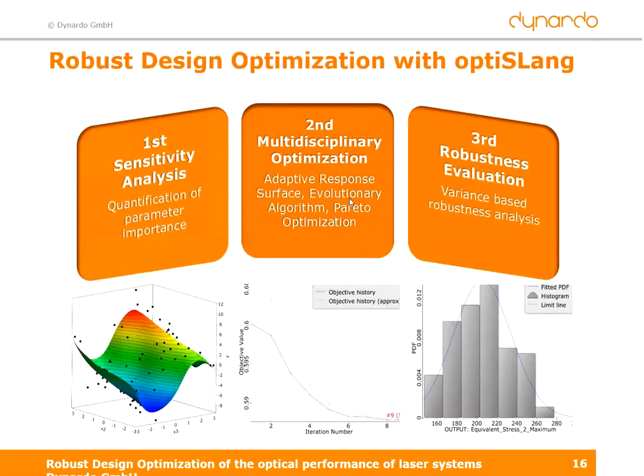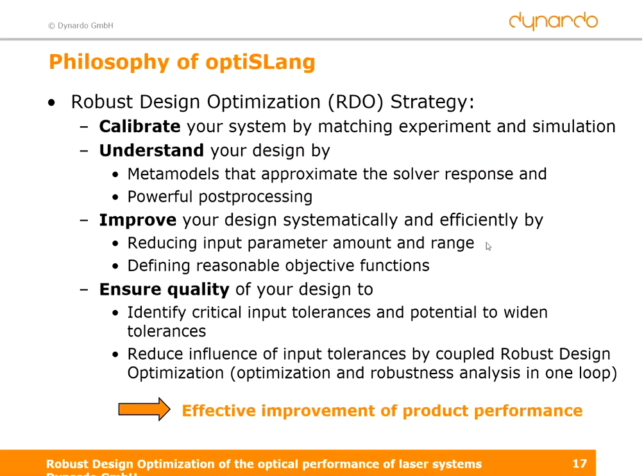After you have obtained your optimal design, you can do a robustness evaluation in order to find out if your design is really robust against input variations. So that means that you can find out which input variation is critical, referring to your robustness criteria. And you can also find out which input tolerance you might widen in order to save money.